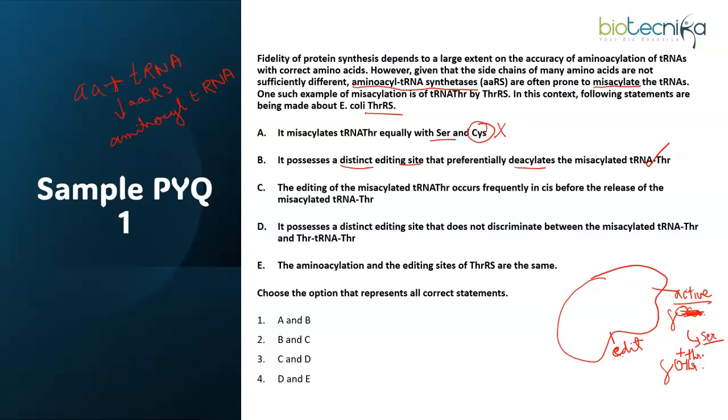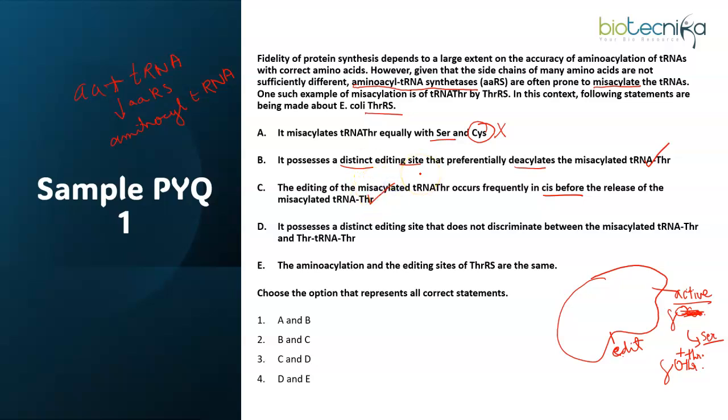Editing of the misacylated tRNA threonine occurs at the cis site before the release of misacylated tRNA threonine. So the misacylated tRNA will not be released. As soon as the misacylation is done, it will be detected by the editing site. It will correct the misacylation, and only then will the amino acid tRNA be released. So this statement again is true.